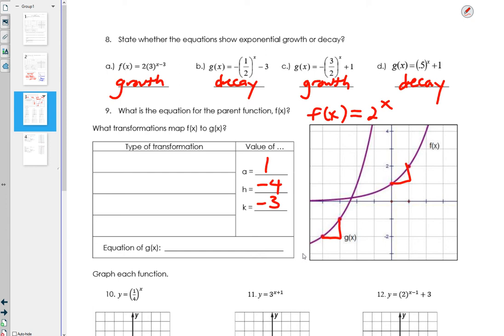What transformations then occurred here? What transformations occurred here? Yeah, we just had 2 translations. Translation left 4. Translation.